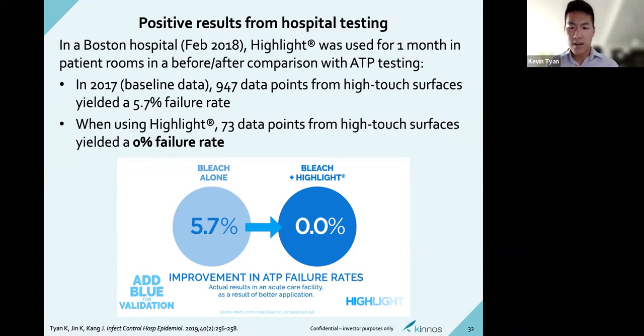But when we introduced Highlight in a pilot study, that failure rate decreased to 0 over 73 data points. And we noted that the average RLU, the relative light units, in the baseline data had a really large standard deviation, which suggests that there are outliers with extremely high ATP scores, basically surfaces that have completely been untouched, whereas Highlight was able to ensure that every single high touch point that was assessed was actually cleaned and passed the ATP threshold.